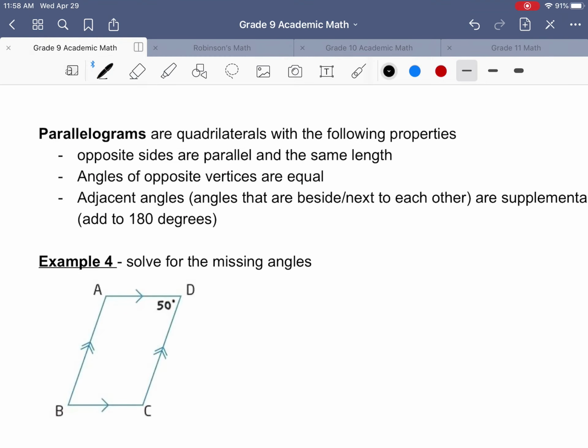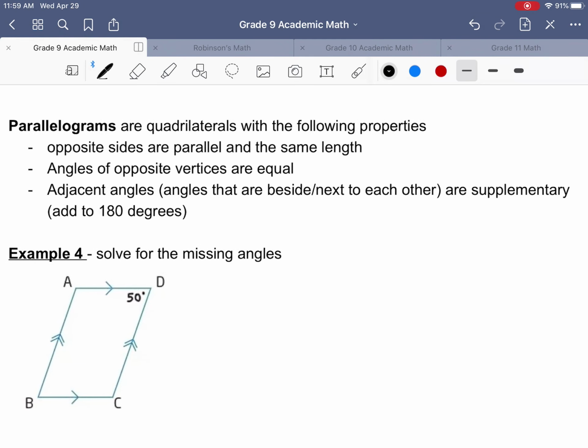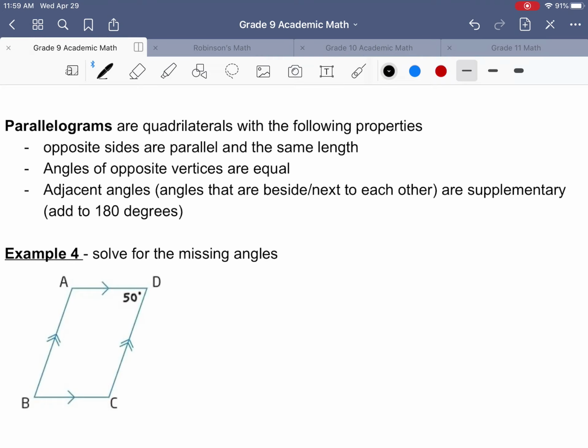Let's take a look at parallelograms. They are special quadrilaterals that share the following properties. The opposite sides are parallel to each other and the same length. The angles of the opposite vertices are equal. Those are like the opposite corners across from each other. And adjacent angles, so angles that are beside or next to each other, are supplementary. And this means that they add to 180 degrees.